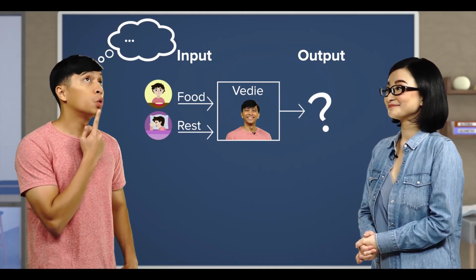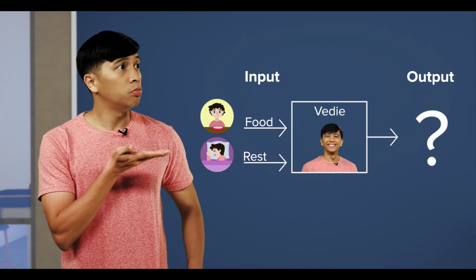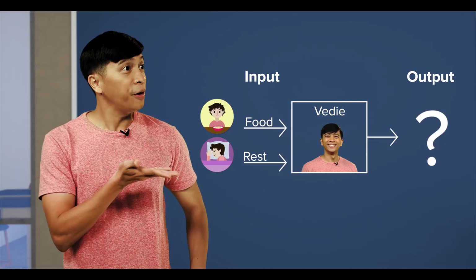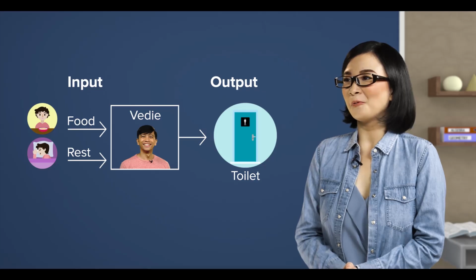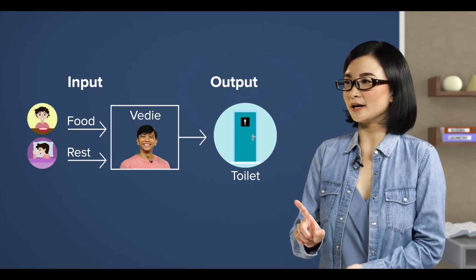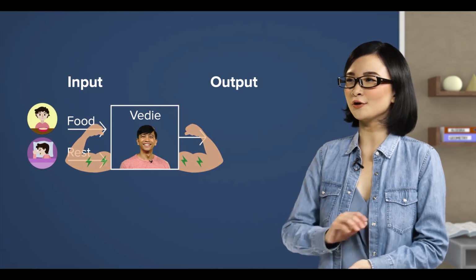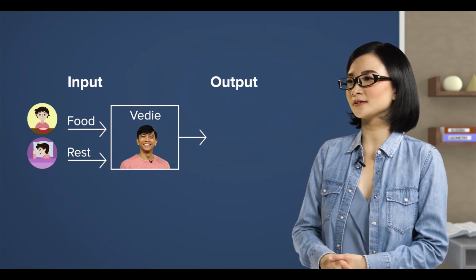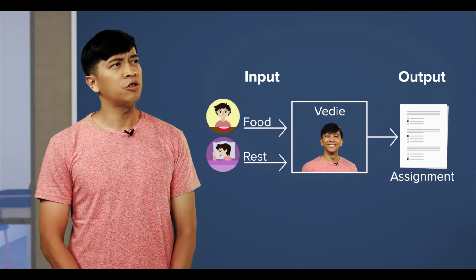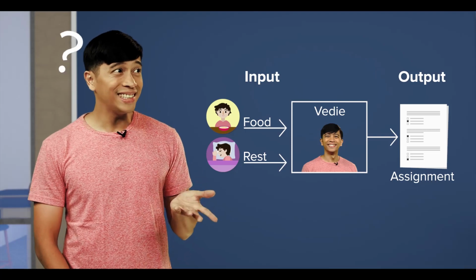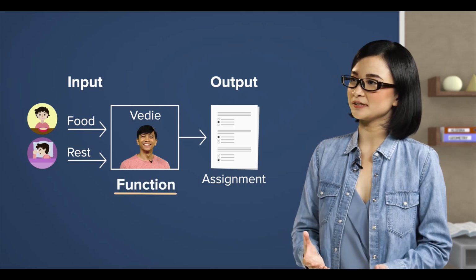Let me think. If I eat, then I will go to the toilet and really have an output. Well, that's one possible outcome. But another possible output could be that you'd have lots of energy and can go on to do productive work, like completing all my assignments. Okay, and so your main point will be? It would be to illustrate to you the concept of functions.